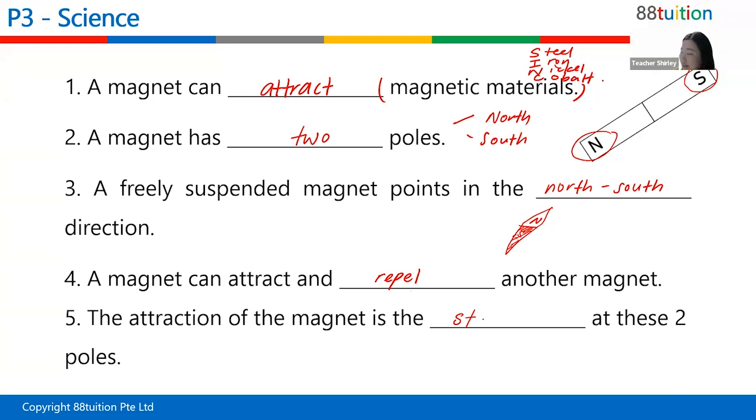I'll give you a clue. Strong. The superlative. It is the strongest. It is the strongest as compared to other parts of the magnet. So the two poles are always the strongest, which means that if you are to attract something using a magnet, it will attract the most at the two poles. Okay, so that's the part on magnets.